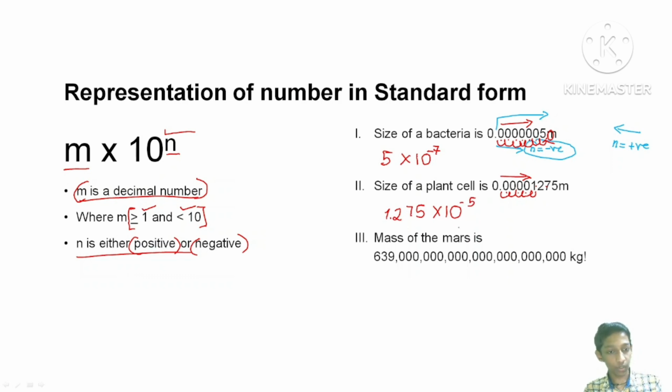1.275 into 10 raised to the power of minus 5. Now let's take another example.